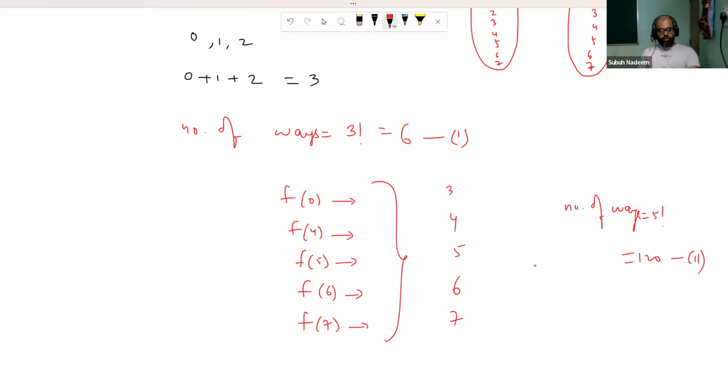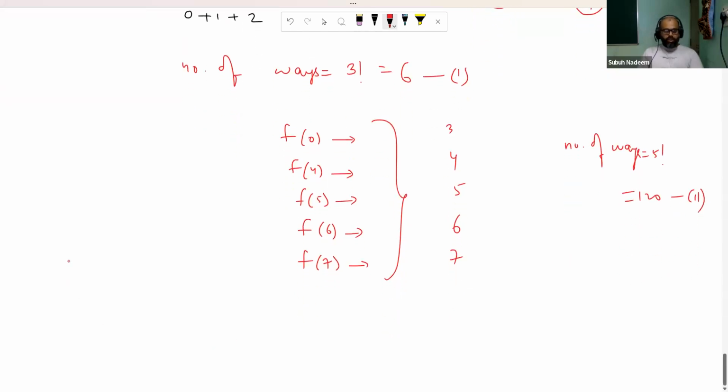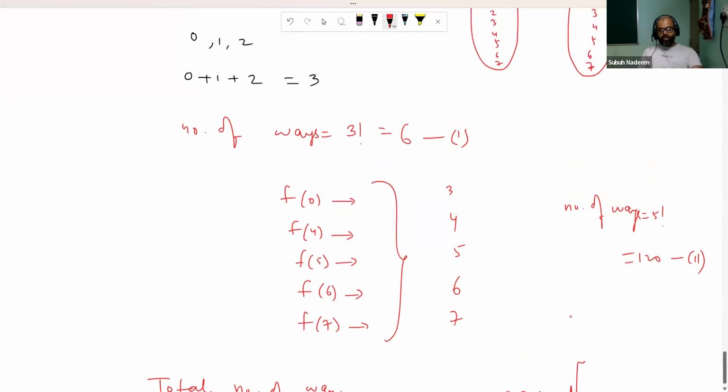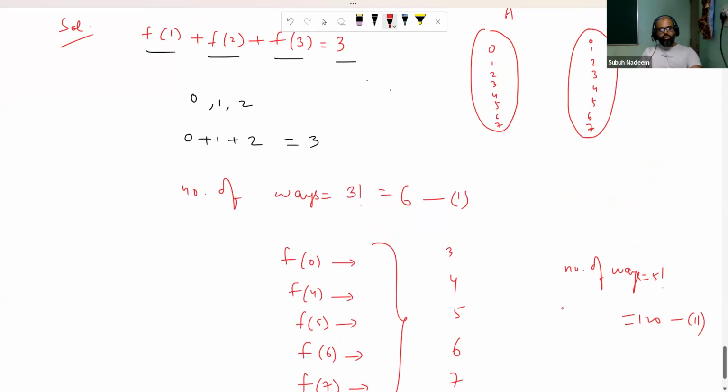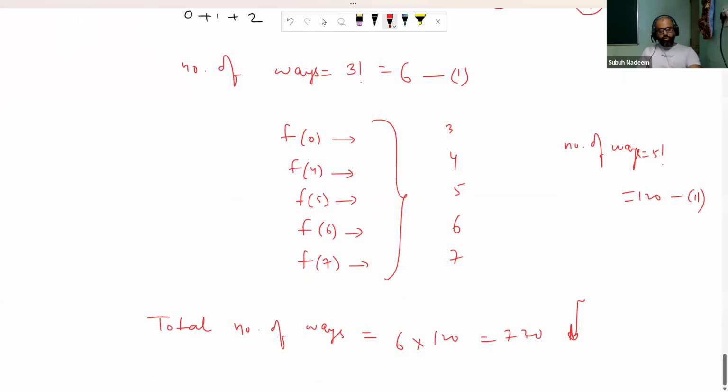So this is the next part. So total number of ways will be, if we combine both the concepts, total number of ways for those 3 and these 5, it will be 6 into 120, that will be 720. So this will be your answer. So you can write it from here. This I think you might have written. So you can write this one.